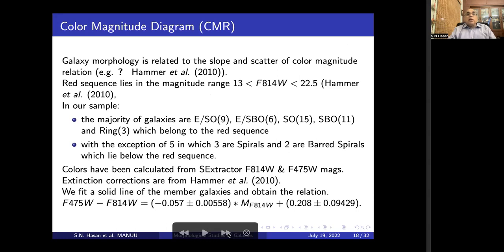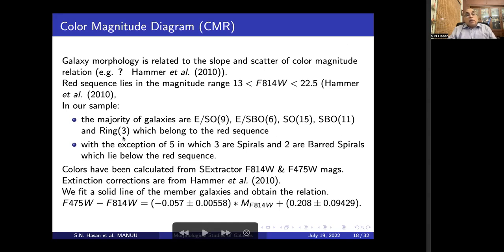Galaxy morphology is related to the slope and scatter of the color magnitude relation. A red sequence lies in the magnitude range of 13 to 22.5, and in our sample the majority of galaxies are ellipticals, lenticulars 9, barred ellipticals 6, S0s 15, and SB0s 11.